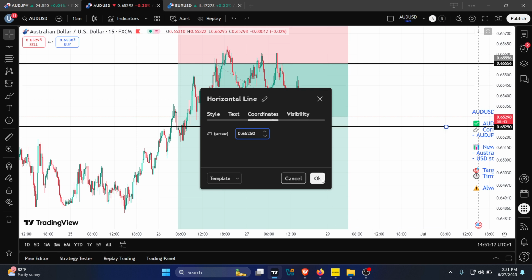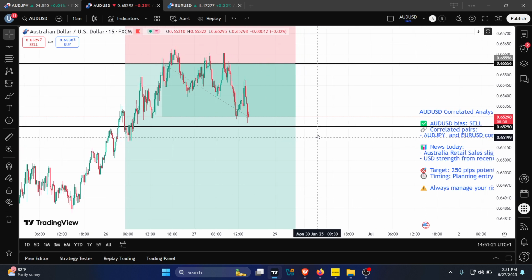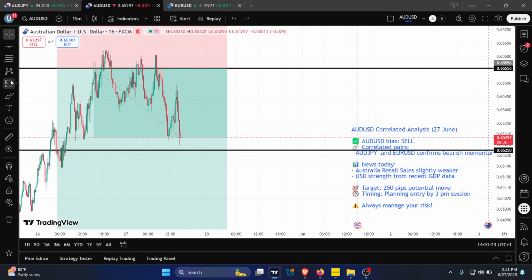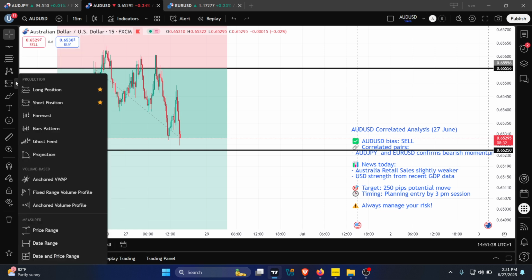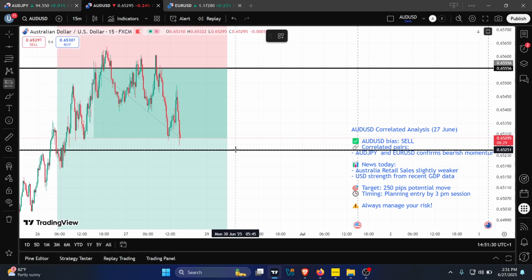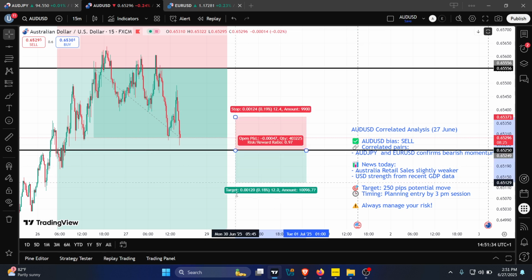So these are what I'll be looking at. I'll be looking at this as my possible entry. So this will be somewhere I'll be looking at to go short, right? So I'll be looking to go short at this price. Now I might not be.